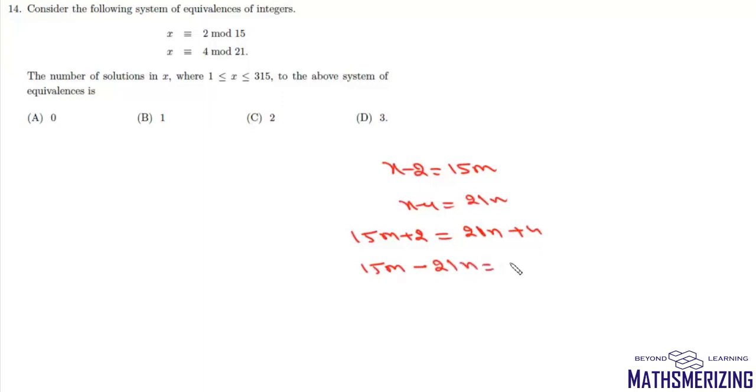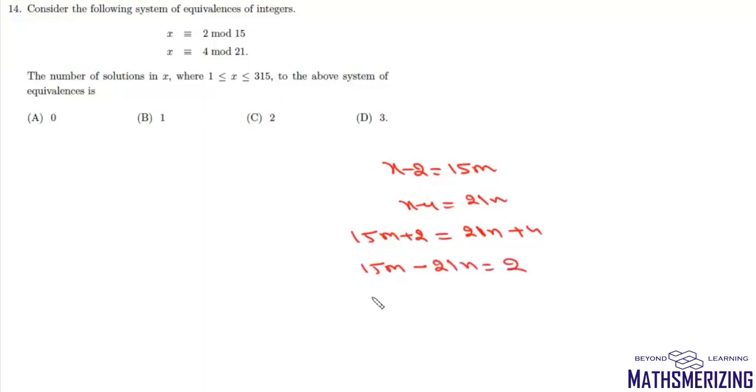Now question number 14 is: consider the following system of congruences of integers. x is congruent to 2 modulo 15 and x is congruent to 4 modulo 21. So that means x minus 2 is some multiple of 15 and also x minus 4 is some multiple of 21. From here, if we compare x, we can write 15m plus 2 is equal to 21n plus 4. So that is 15m minus 21n is equal to 2.